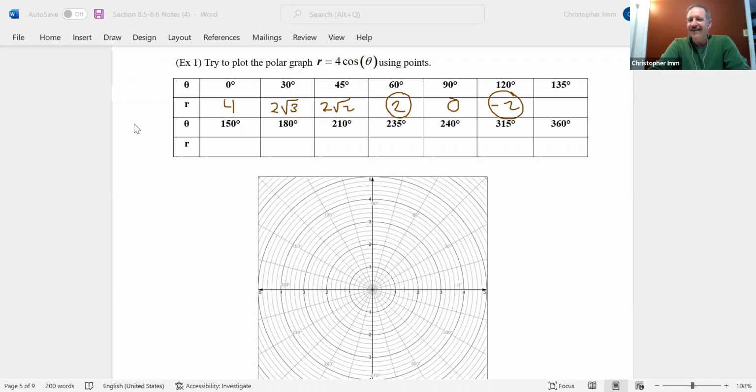Kai, did you get 135 degrees? Is it -2 over square root 2? Okay, -2 over square root of 2. Yeah, that worked. -2 square root 2. Oh yeah, that's it. So it's going to be just like Jaden's, but negative.